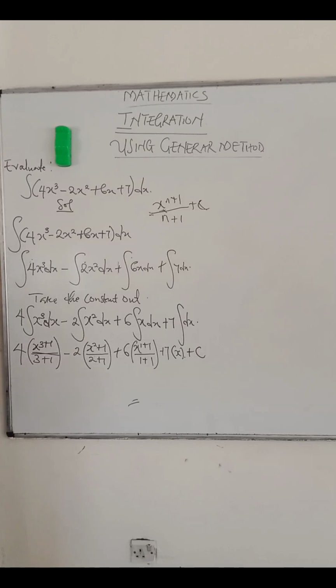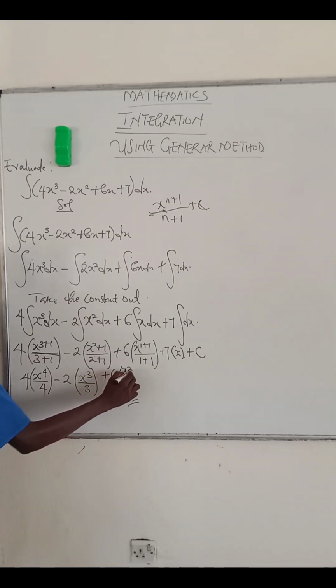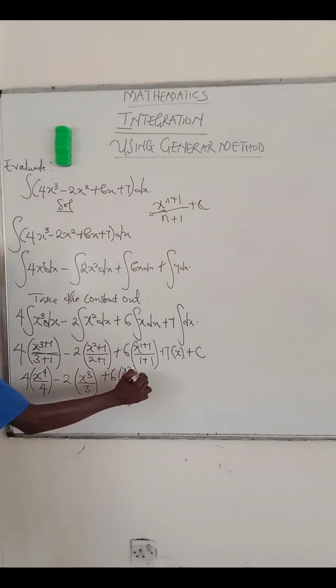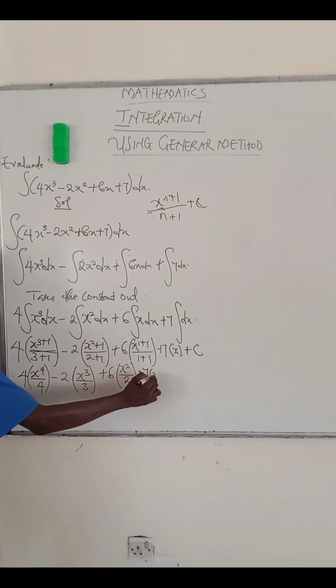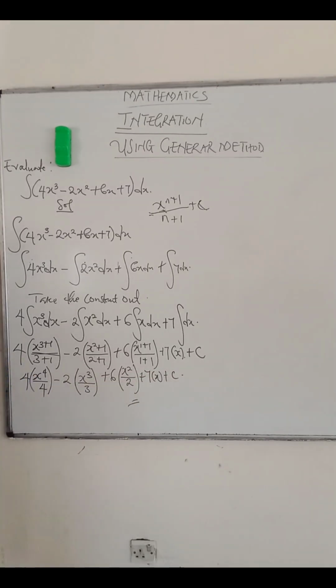Are you there? So now you are going to have 4 into bracket s raised to power 4 over 4, minus 2 into bracket s raised to power 3 over 3, plus 6 into bracket s raised to power 2 over 2, plus 7 into bracket s, plus c.